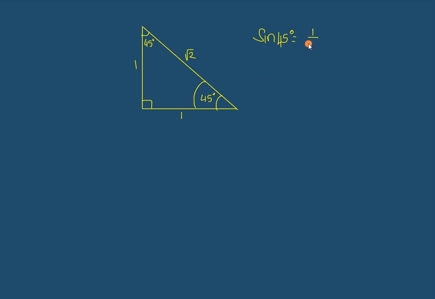The opposite is 1 and the hypotenuse is root 2. The cosine of 45 degrees is equal to adjacent, that is 1, divided by hypotenuse, which is root 2. The tangent of 45 degrees is equal to opposite, which is 1, divided by adjacent, which is 1. So the tangent of 45 is 1.